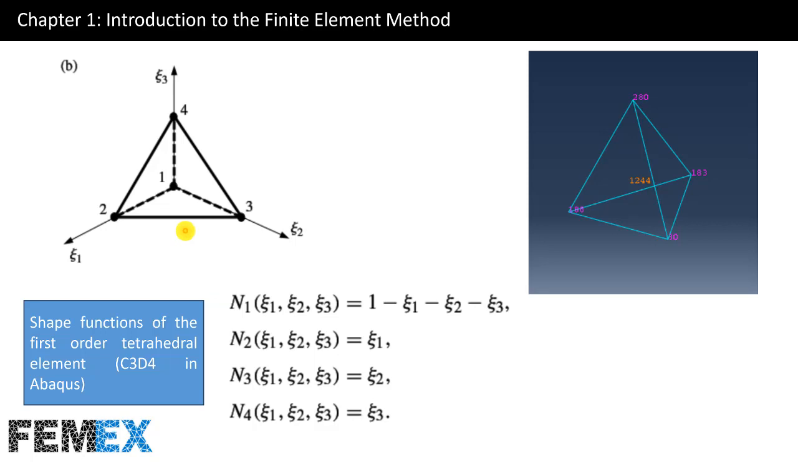In this picture, you can see a linear tetrahedral element, and here we have its local coordinate system, and here we have this element in Abaqus. The purple numbers are the global node numbers, and the orange number is the element number.